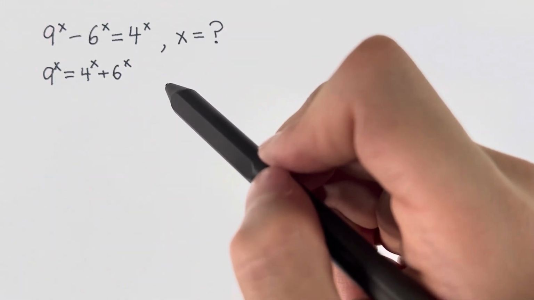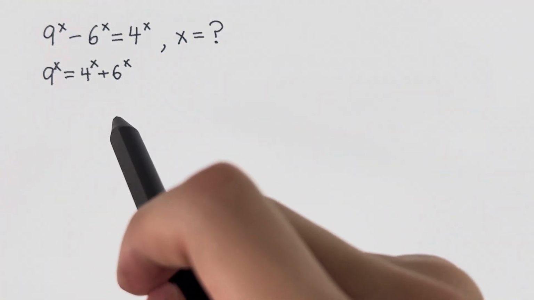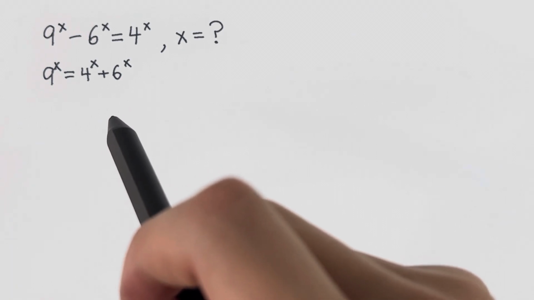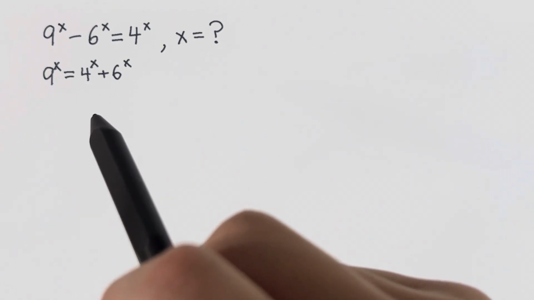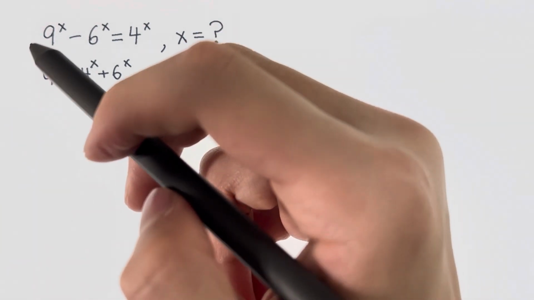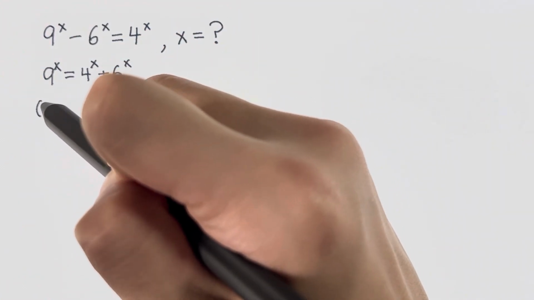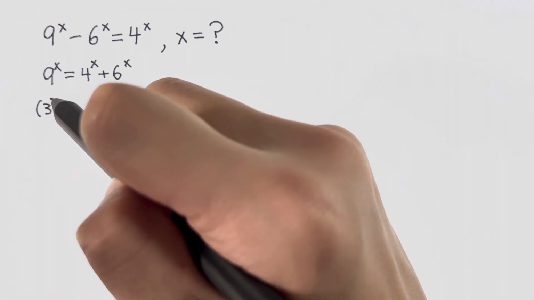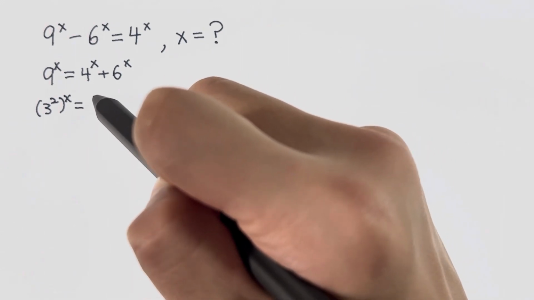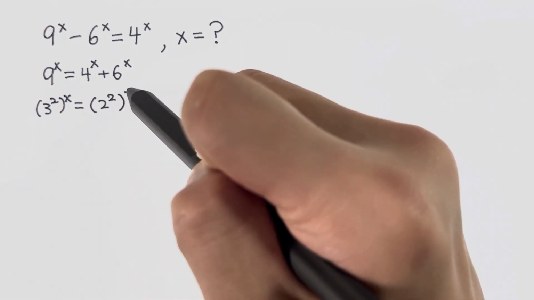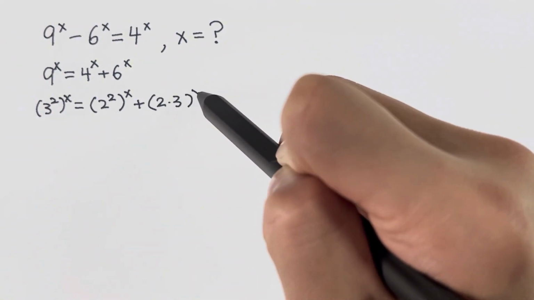Then we'll have, notice that 9, 4, and 6 have some common parts. 9 equals 3 squared, 4 equals 2 squared, and 6 equals 2 times 3. So you'll have 3 squared to the power of x equals 2 squared to the power of x plus 2 times 3 to the power of x.